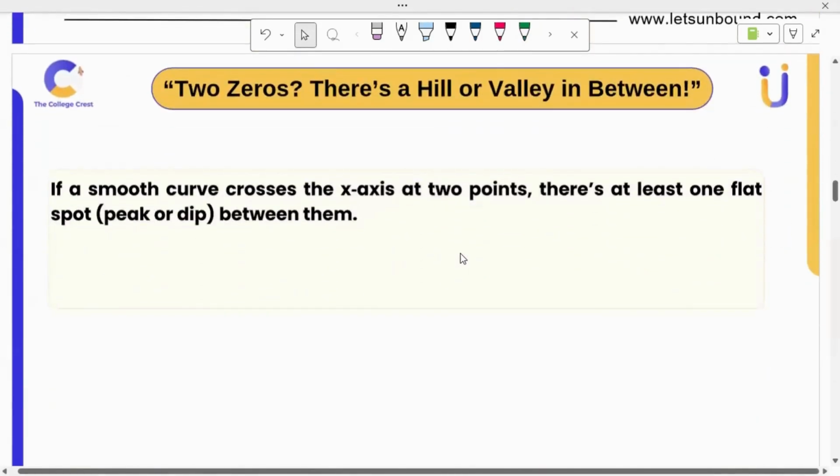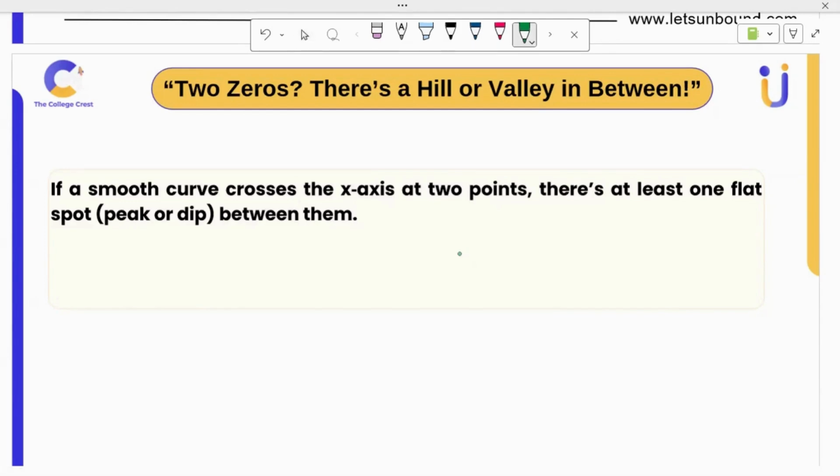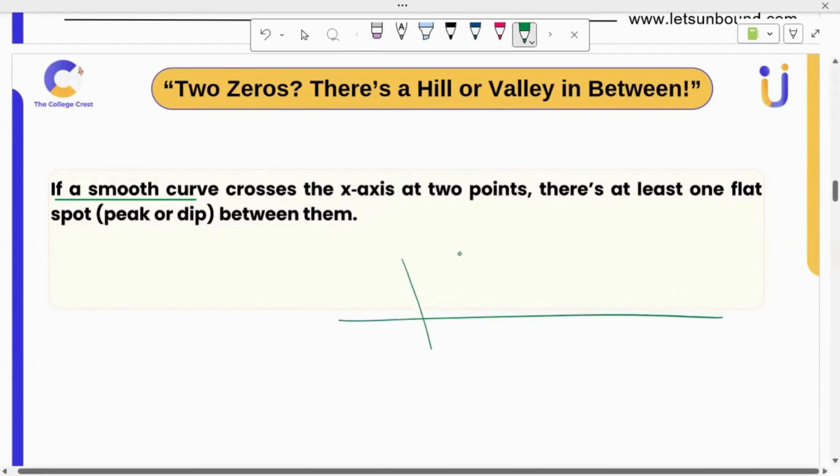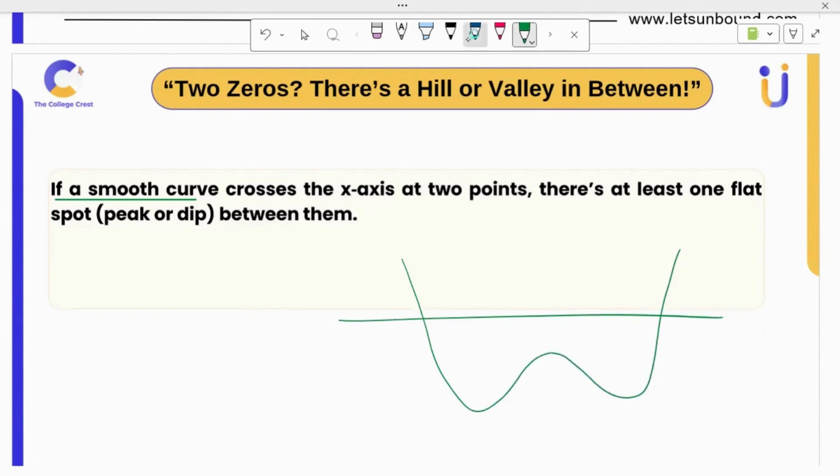These are some important facts while analyzing the structure of a polynomial function. We should understand that between 2 zeros there's a hill or valley. A polynomial is a smooth curve. If it crosses the x-axis at 2 points, your polynomial goes like this. If you find this case, then at least one extrema is guaranteed. It can be either a local minimum or a local maximum, but at least one is guaranteed.